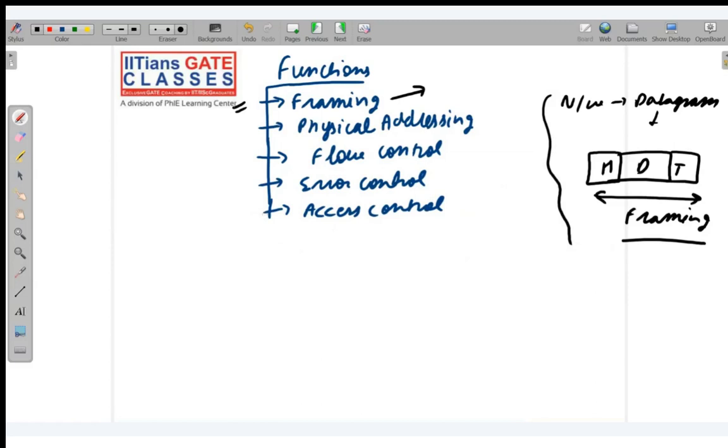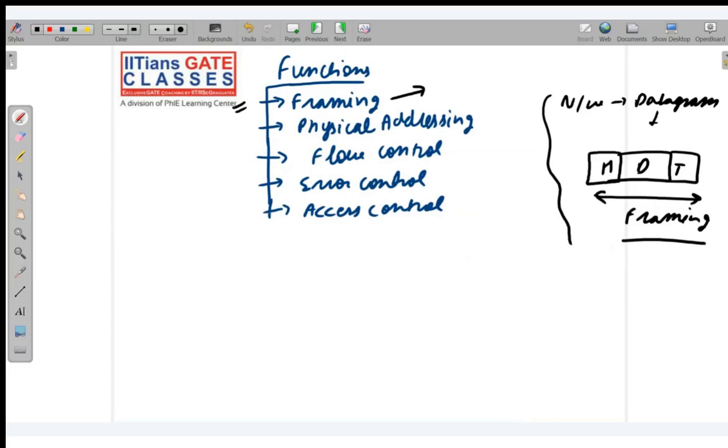Framing means the data link layer will add header and trailer. Data link layer adds header and trailer to the datagram received from the network layer. Resulting packet is called frame.